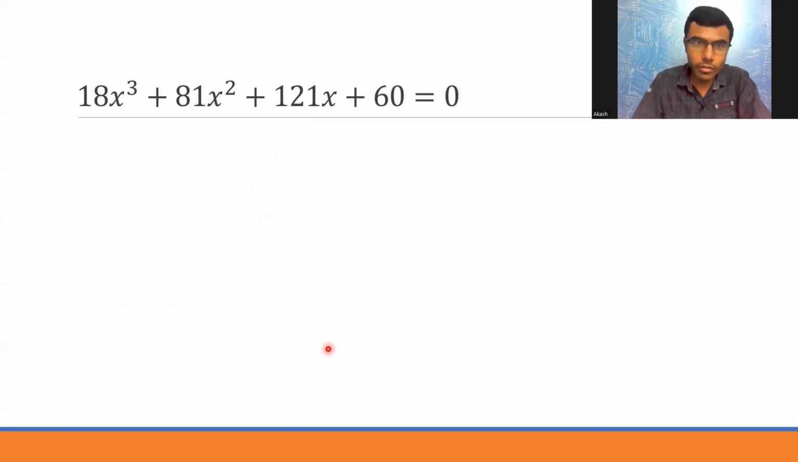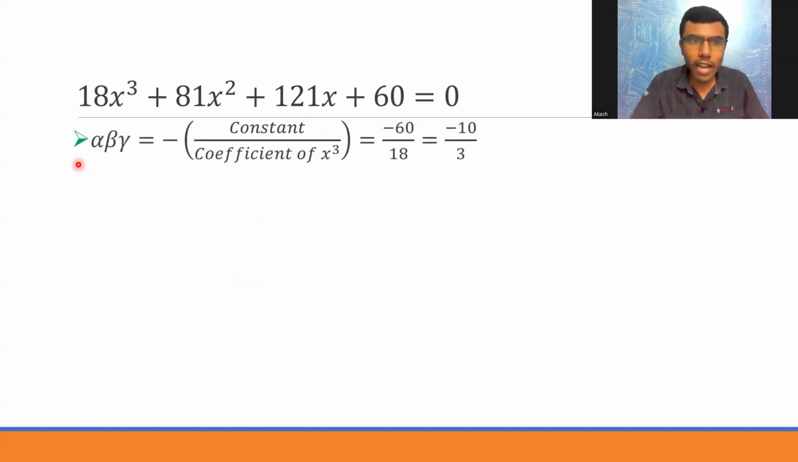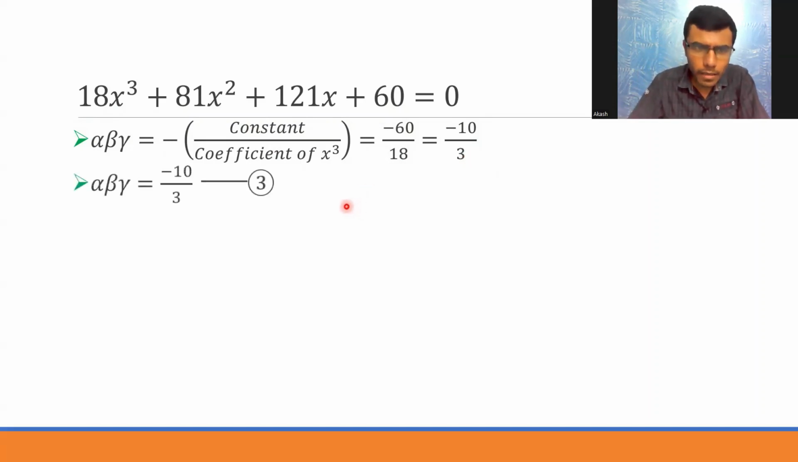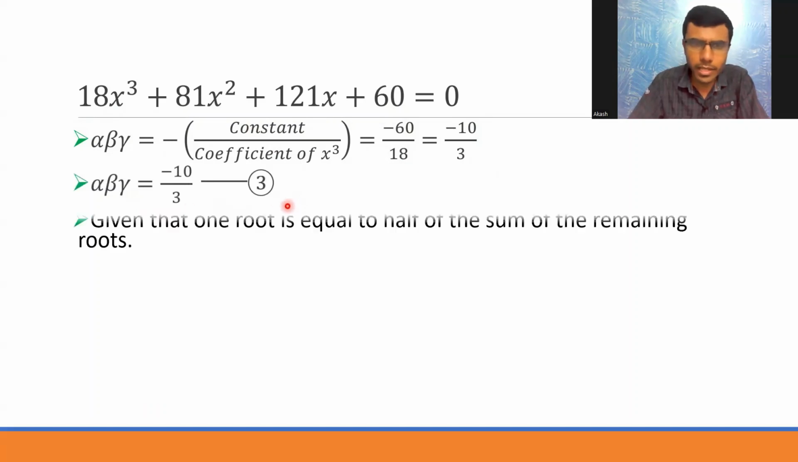Now, product of the roots. Alpha beta gamma is nothing but minus of constant divided by coefficient of x cube. What is my constant? It is 60. And what is my coefficient of x cube? 18. So minus 60 by 18. And 6 threes are 18, 6 tens are 60. So I'm left with minus 10 by 3. Now the basic analysis is done. We found out whatever we could. This I took as minus 10 by 3, the third equation.